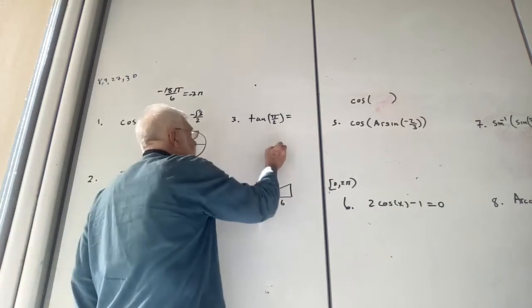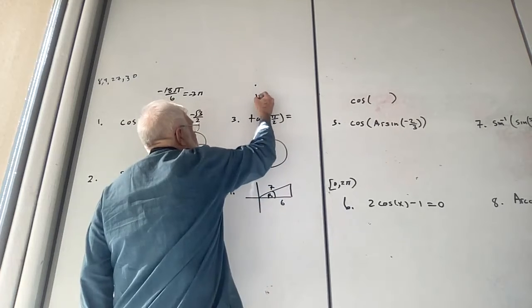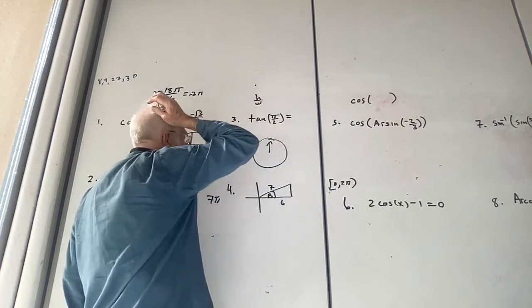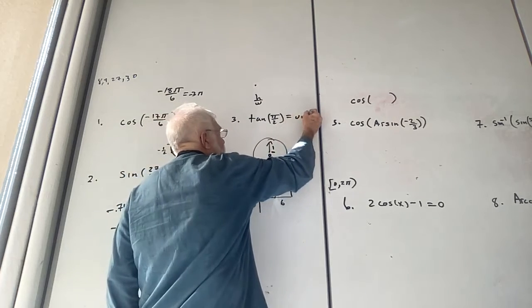Tangent of pi over 2 is straight up. So the tangent is height over width. In a unit circle, it's height over width. And so the height's 1, the width is 0, and 1 divided by 0 is undefined.